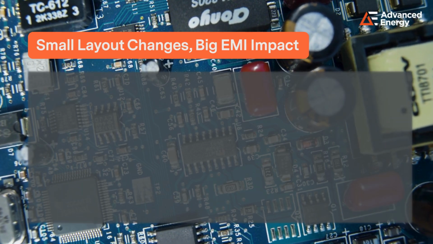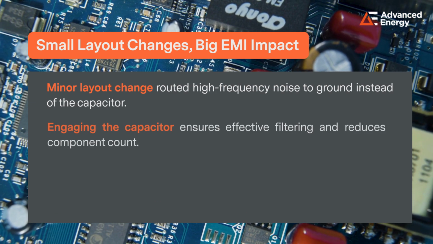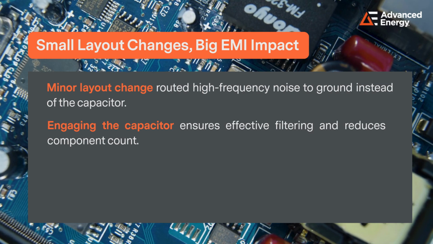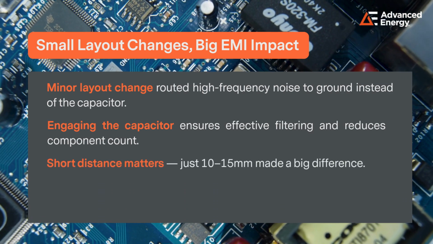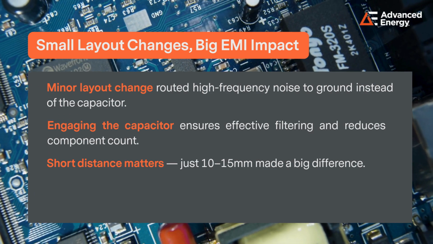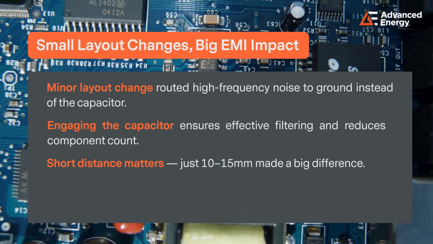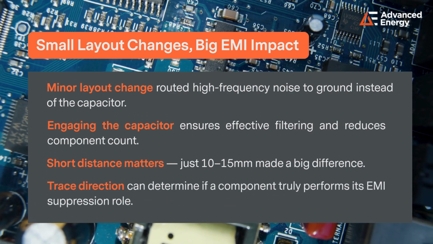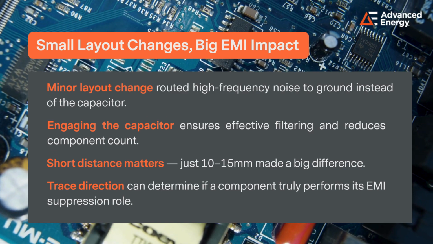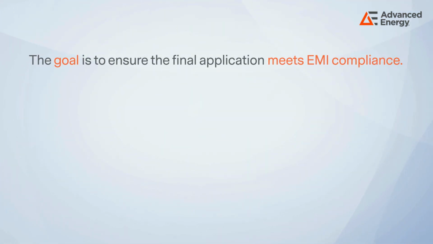This small change in layout allowed high-frequency noise to be properly diverted to ground instead of bypassing the capacitor. Even though the physical distance was only around 10 to 15 millimeters, the impact was significant. It highlights how even minor layout decisions, like trace direction, can influence whether a component actually performs its intended EMI suppression role.